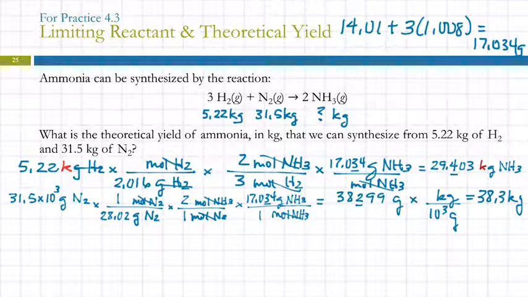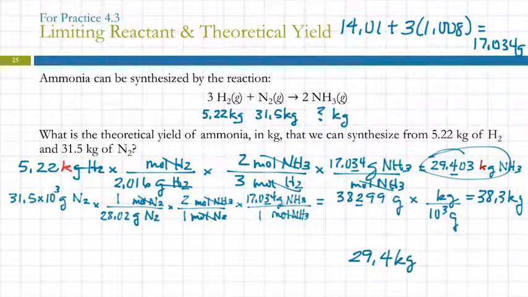Have I finished the problem yet? Nope. Super close, did all the hard work. I have 2 answers, I need to choose one. How do I pick? Smallest. Pick the smallest one. So this one is smallest, right? So the theoretical yield is 29.4 kilograms.